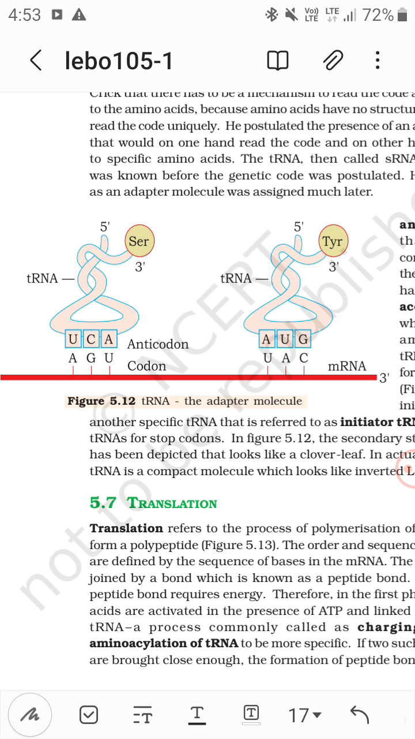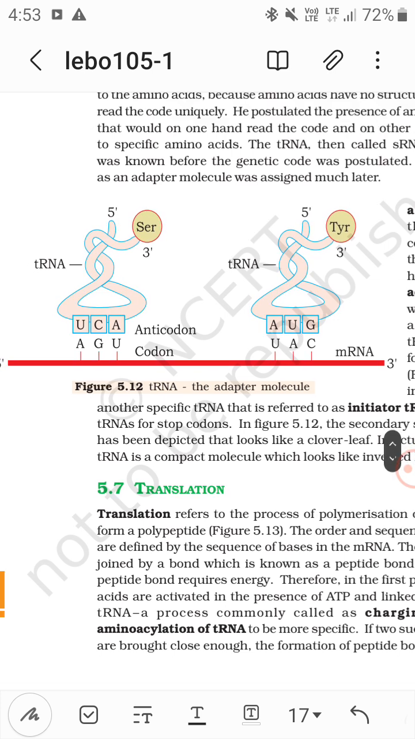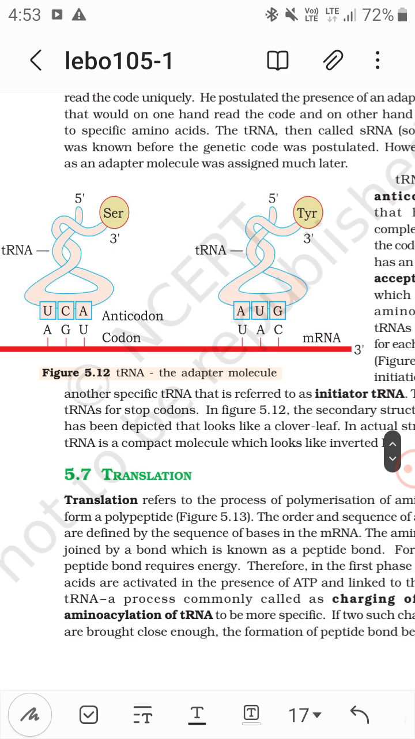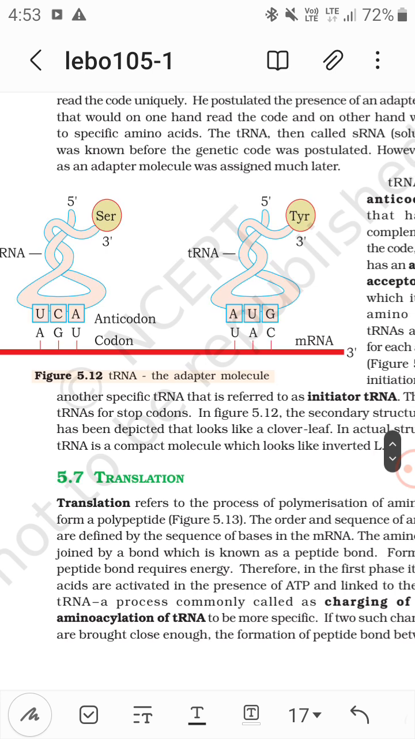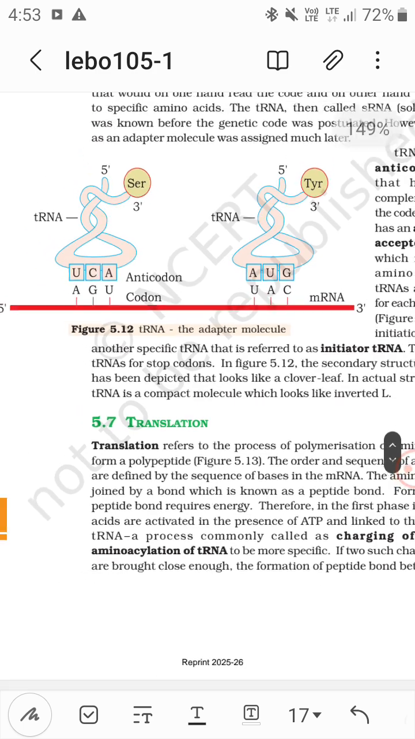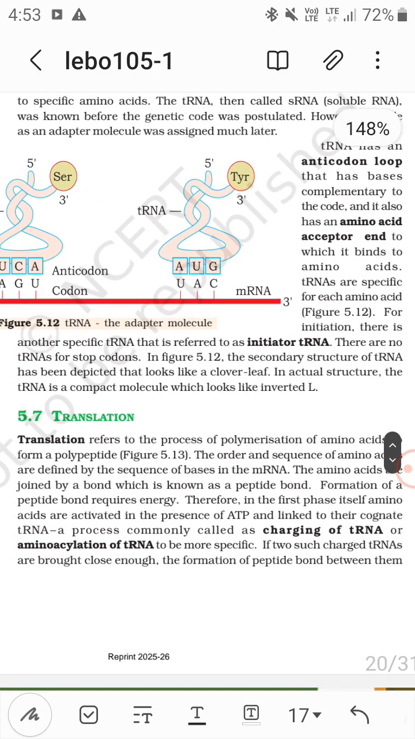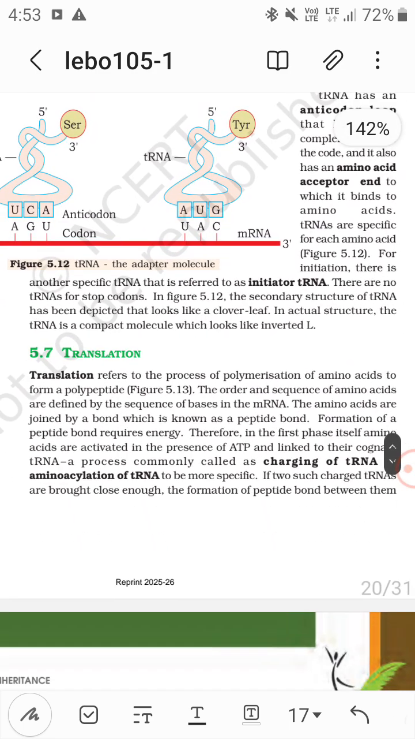As you see here, 5' to 3' tRNA, serine, tyrosine. AGU is the codon, so the anticodon would be UCA, and UAC for AUG on the mRNA, read 5' to 3'. Then translation.